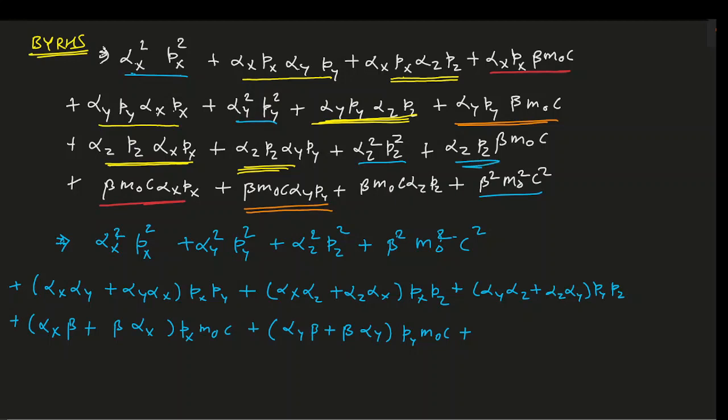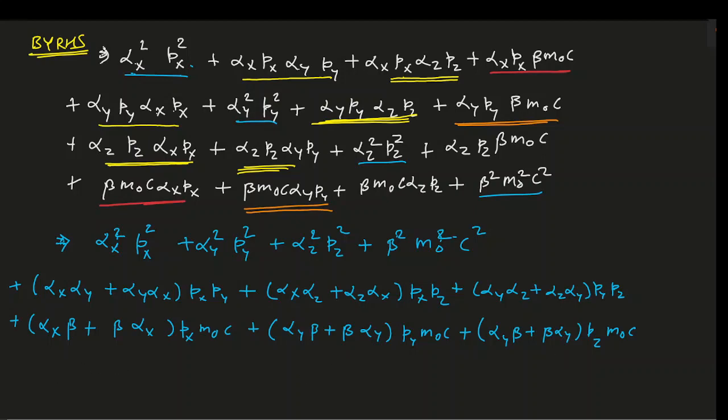Now this term has pz beta m not c. So let me take that common, pz m not c, beta is inside, beta we are not taking common. So you will be having alpha z beta plus beta alpha z. You can always do a cross check. How many terms are there? 4, 8, 12, 16. So you should have 16 terms. 1, 2, 3, up to 16. So you have done everything properly. Now you can proceed further.